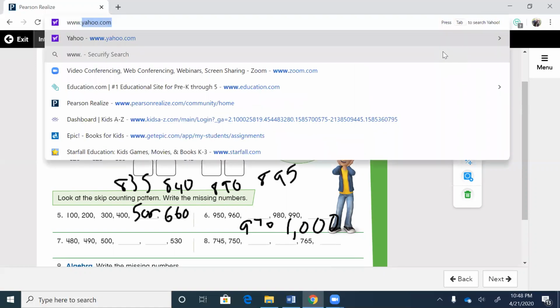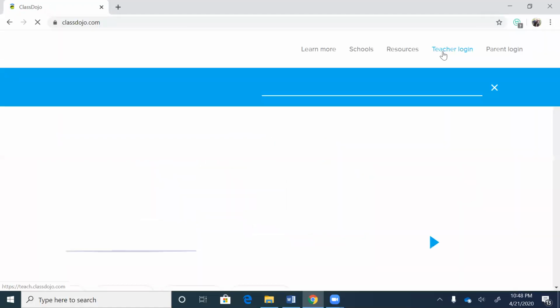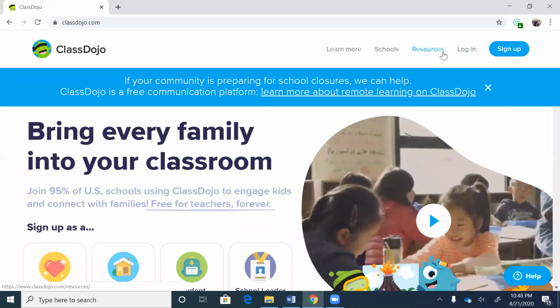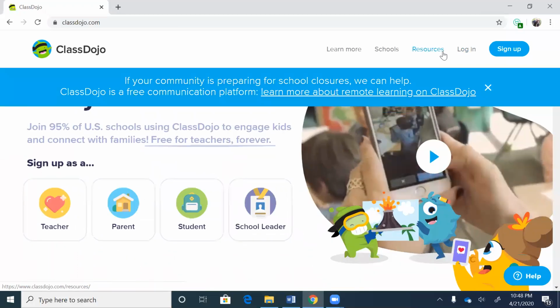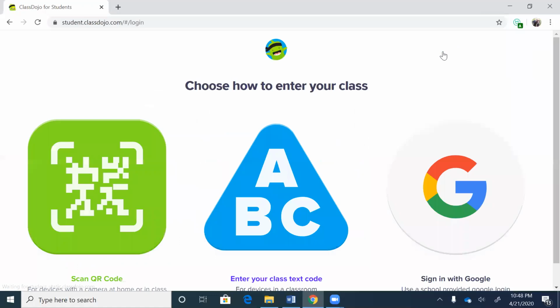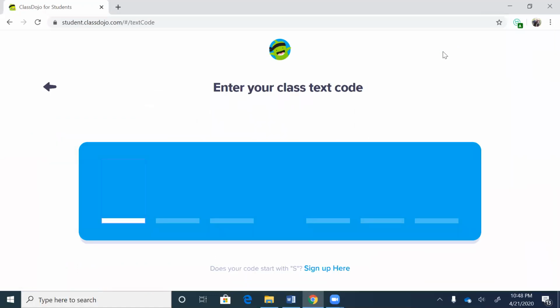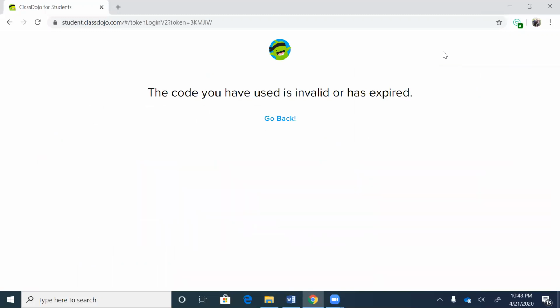So I have to go to Class Dojo. And I'm going to log in as a student. I'm going to type in the code. And I wrote it down. Remember, I told you guys when you're at a computer, look what happened. So this might happen to you sometime. The code you have used is invalid or has expired.